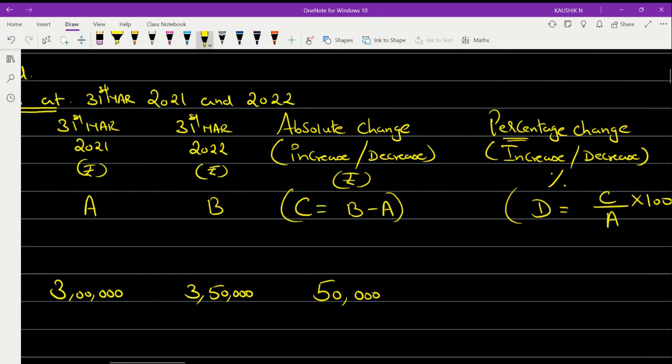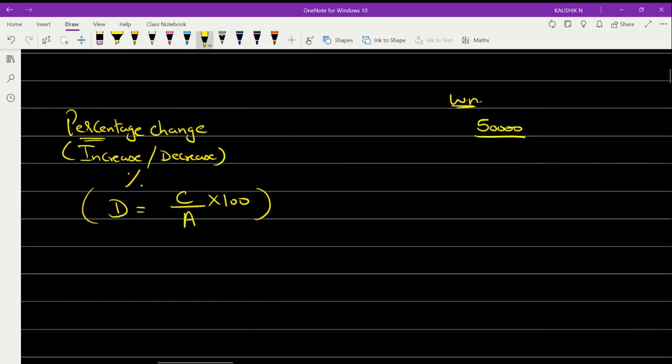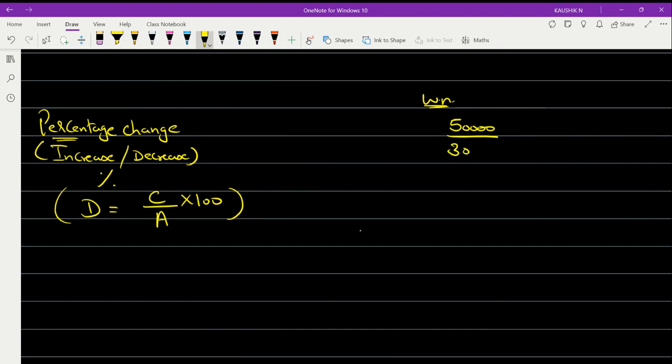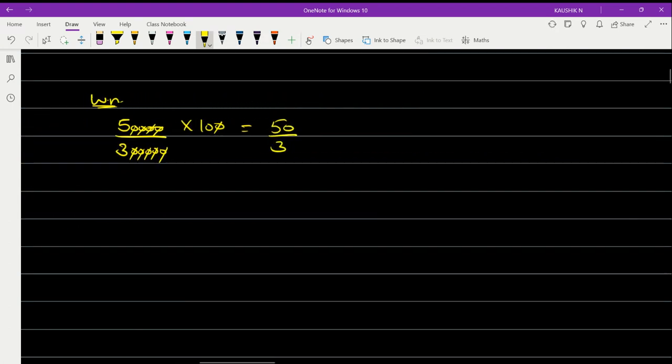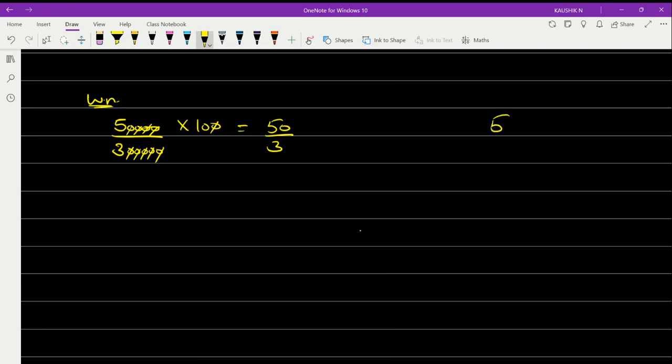divided by the A column value, which is 3 lakhs. Okay, divided by 3 lakhs, into 100. So cancel out the common zeros: 4 zeros from here, 4 zeros from here, 1 zero from here, 1 zero from here. Now how much will you get? 5 to 10, 50 divided by 3. So you have to go up to 2 decimal points. Whenever you're doing calculations in these problems, sometimes you get exactly a whole value, and sometimes you may not get a whole value, but no problem, divide it.